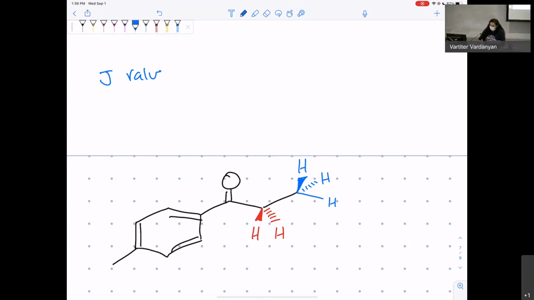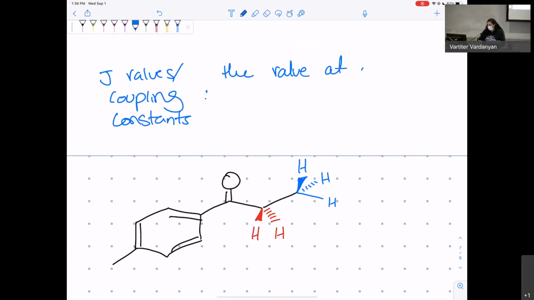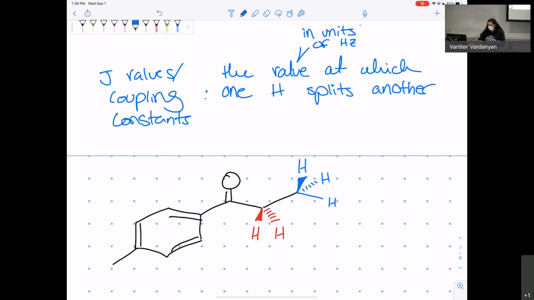So J values, or coupling constants, are basically the value at which one hydrogen splits another, and the value is in terms of hertz. He went over a lot of J values, like if it's a ring, if it's this, if it's that.